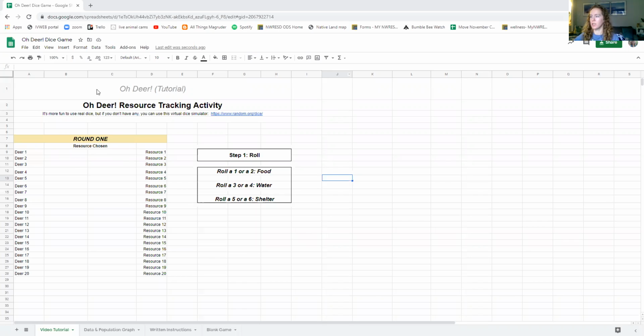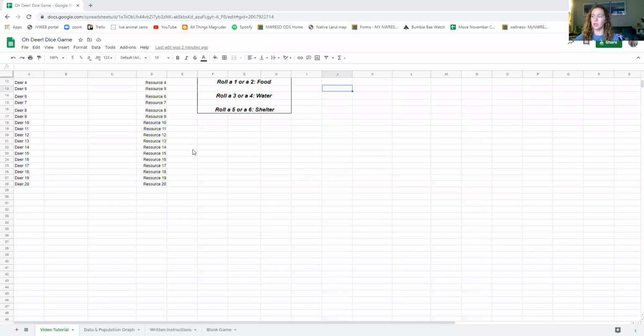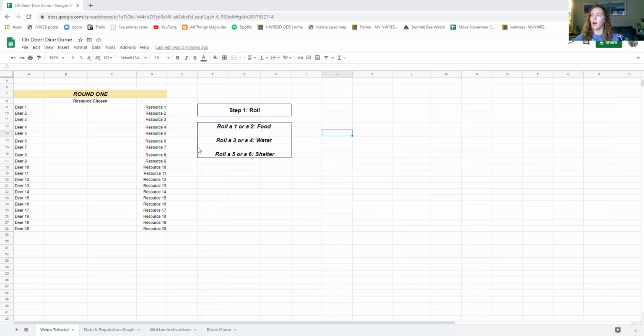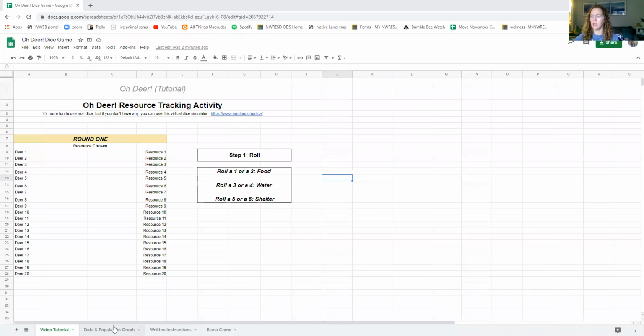So when you open up the worksheet, you can see the tutorial. That's what I'm on right now. If you'd like to follow along, that's only going to help you out. I recommend having it open as we go through this.